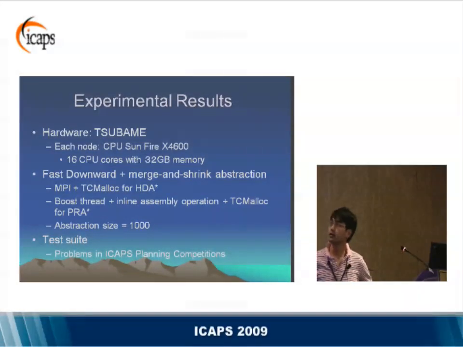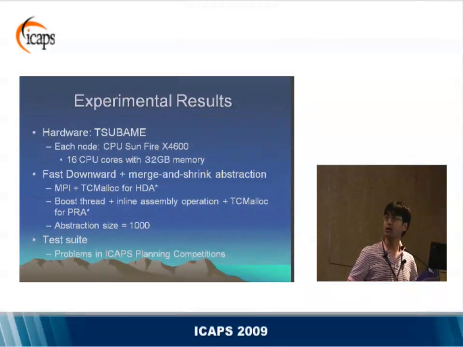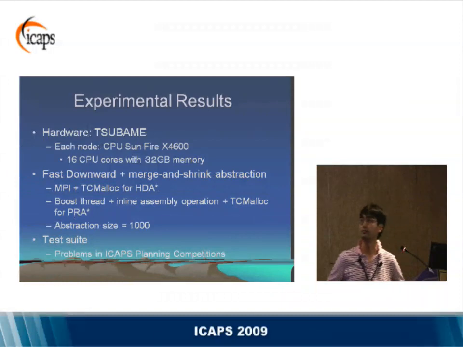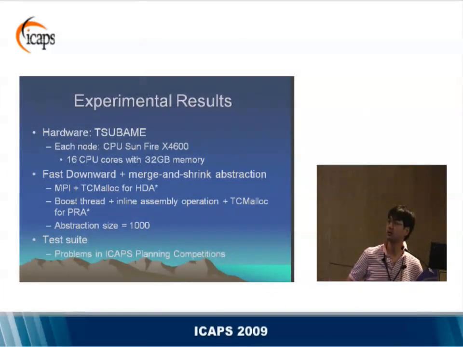And let me explain the experimental results. I ran experiments on Tsubame, and I used Fast Downward plus merge-and-shrink abstraction. And I used MPI and Google's performance tools to implement HDA*, while I used Boost plus inline assembly operations to write a faster hash operation, and I also used Google's performance tools to implement PRA* for comparison.